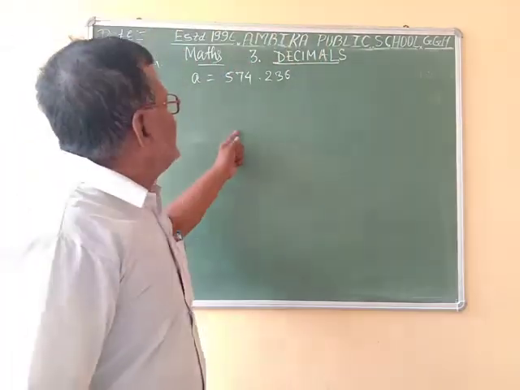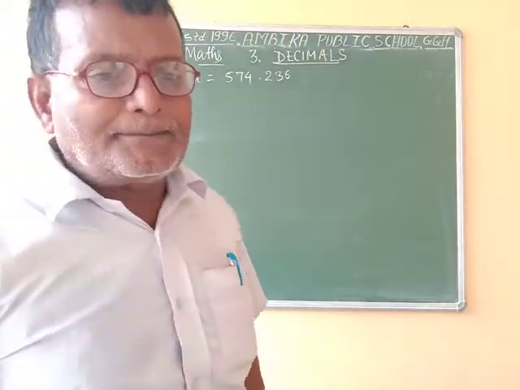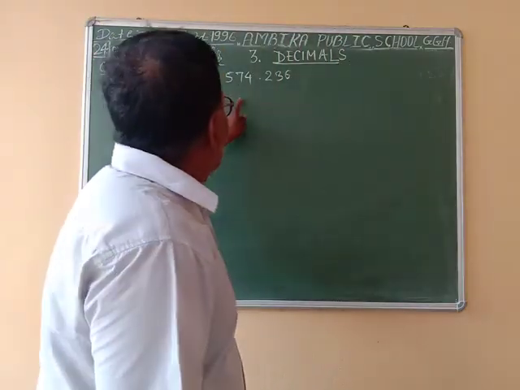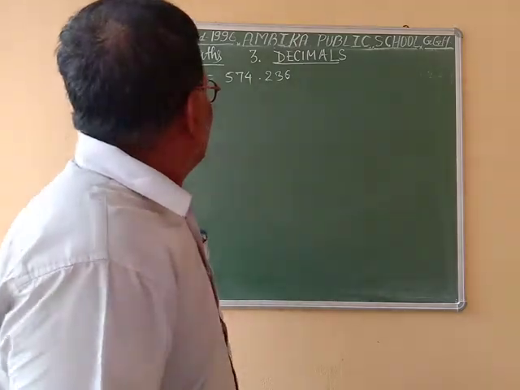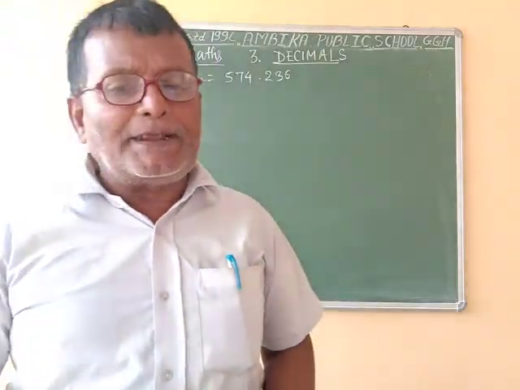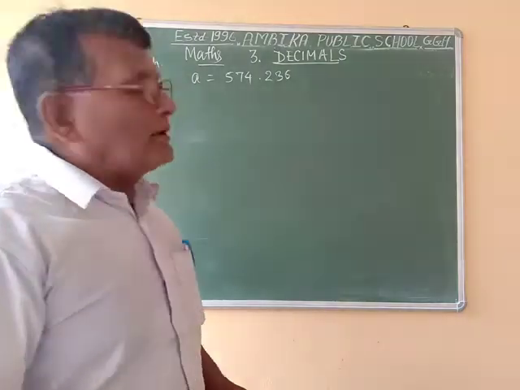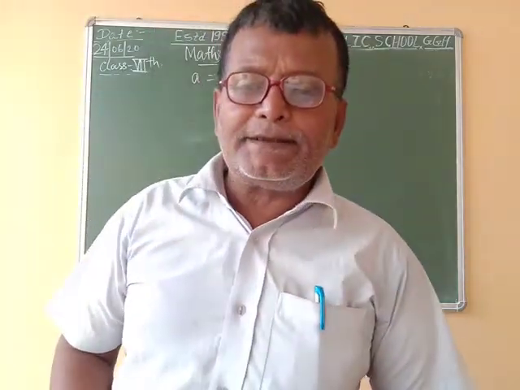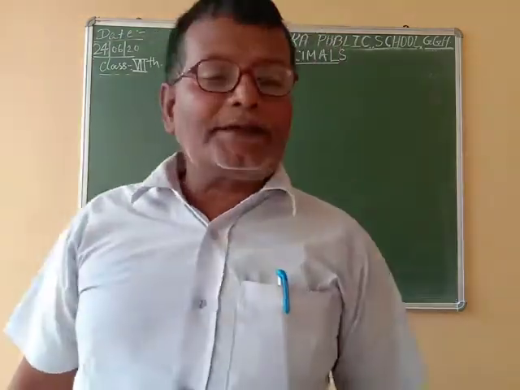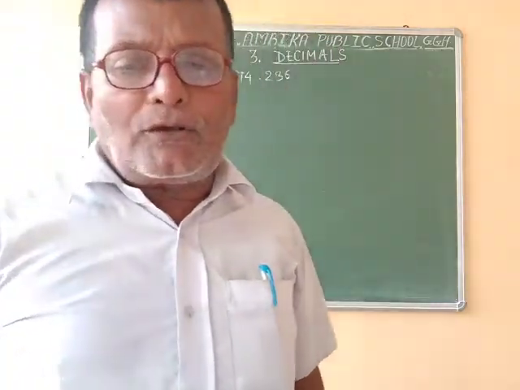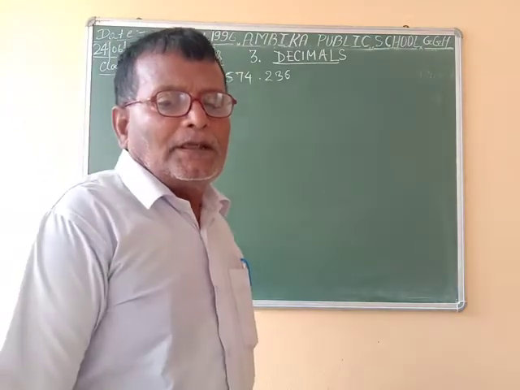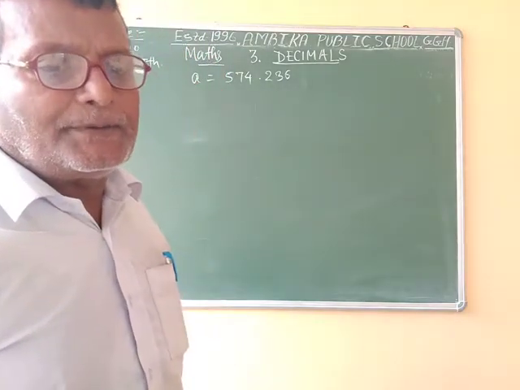Here we see that 5 occurs at the hundreds place in the number A, 7 occurs at the tens place, and 4 occurs at the units place. 2 occurs at the tenths place, 3 occurs at the hundredths place, and 6 occurs at the thousandths place.